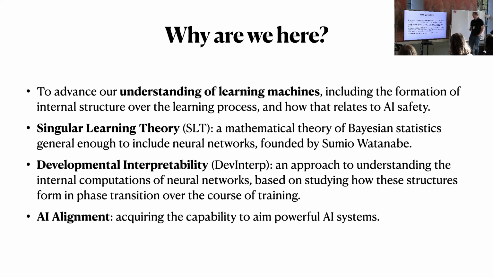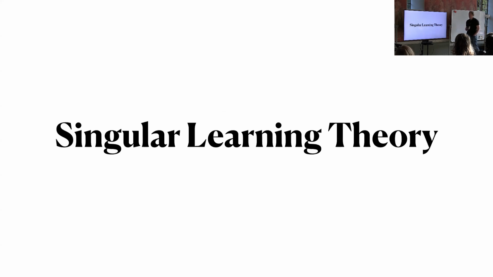Developmental interpretability is something that we spoke about last time. It's an idea for studying the formation of internal structure in neural networks with a focus on phase transitions as the core conceptual ingredient. This is new and much more speculative and not entirely founded on SLT, but also other ingredients. I'll say a bit more about it later. So SLT is this older theory. Developmental interpretability is this attempt to use it to study the development of structure. And AI alignment, I guess I don't need to say much about.